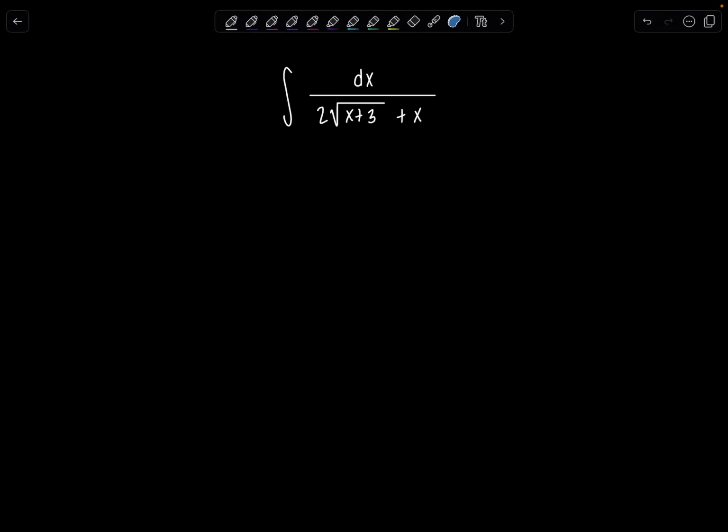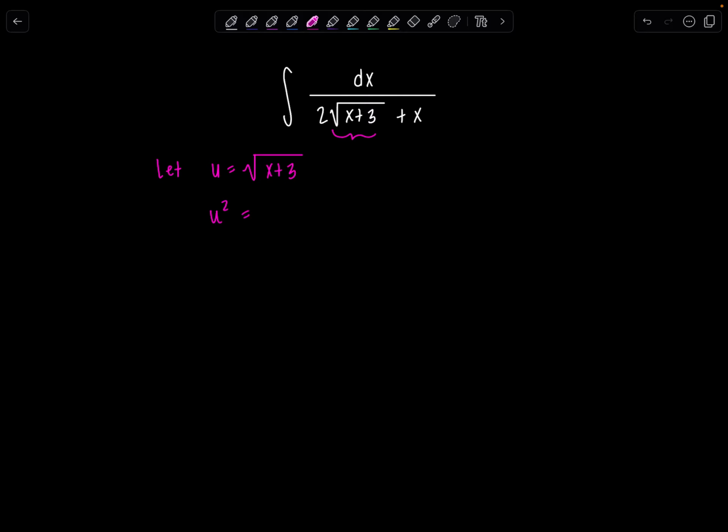All right, so let's jump right in. In this case, what I'm going to do is let u be this entire radical expression in the denominator. So let's let u equal the square root of x plus 3. And then I need to figure out what du is, but what works out really nicely is not taking the derivative just yet. Square both sides first. Oh my goodness, it's going to make it so much nicer.